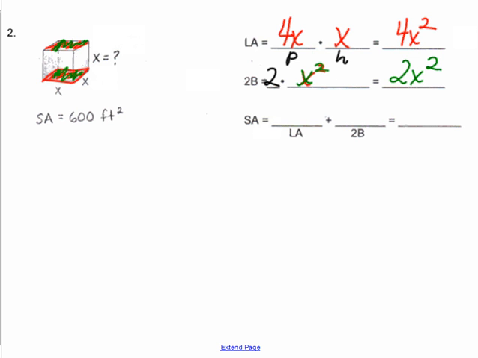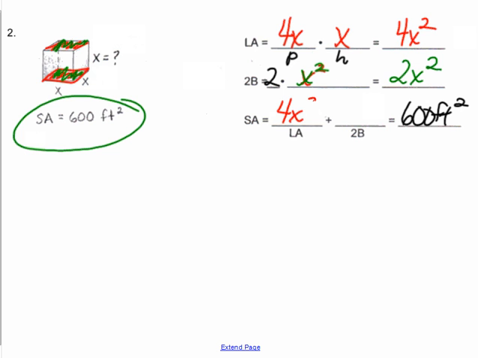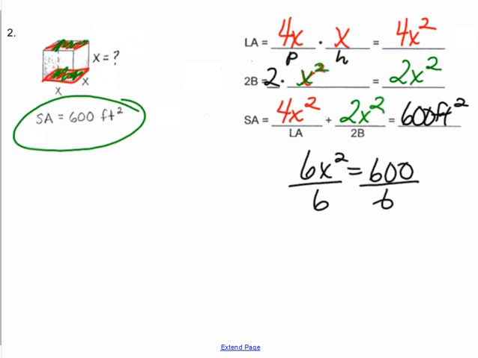Now we have the surface areas right here. So we're going to put it in over here. And we end up putting this as 4x squared plus 2x squared. All right. So we end up with 6x squared equals 600. So we divide each side by 6. X squared equals 100. So the side is 10 feet.